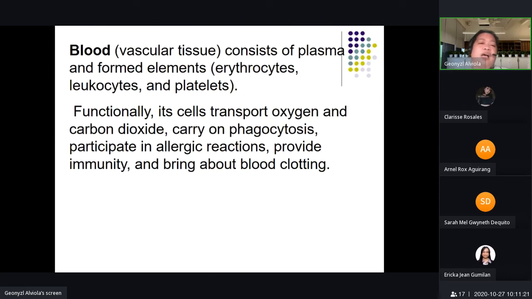Okay, next we have the blood. This is a liquefied portion of the connective tissue. Vascular tissue consists of plasma and formed elements like erythrocytes, leukocytes, and platelets. Functionally, it transports oxygen and carbon dioxide and carries on phagocytosis because they have macrophages. It participates in allergic reactions, provides immunity, and brings about blood clotting with the help of the platelets.